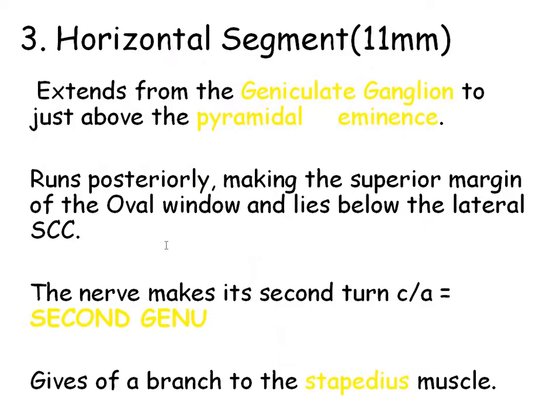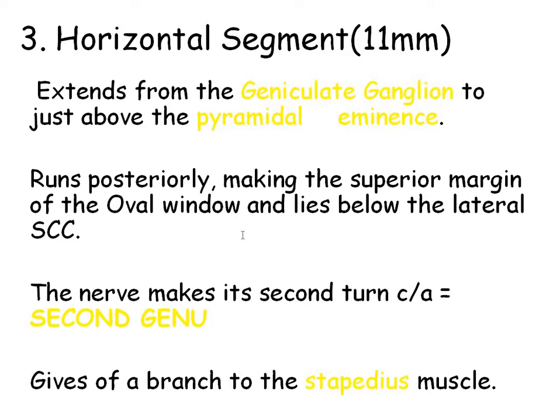Now the horizontal segment, which is 11 mm, extends from the geniculate ganglion to just above the pyramidal eminence. It runs posteriorly, making the superior margin of the oval window, and lies below the lateral semicircular canal. So these are the surgical landmarks. We have to understand that it runs posteriorly and makes a superior margin of the oval window. So it lies between the oval window and the lateral semicircular canal, where the oval window is below and the lateral semicircular canal is above.